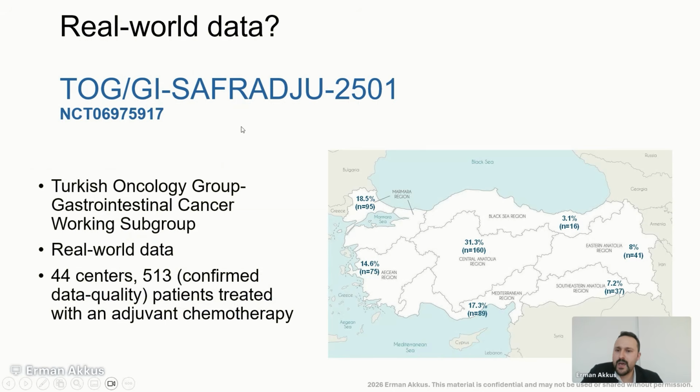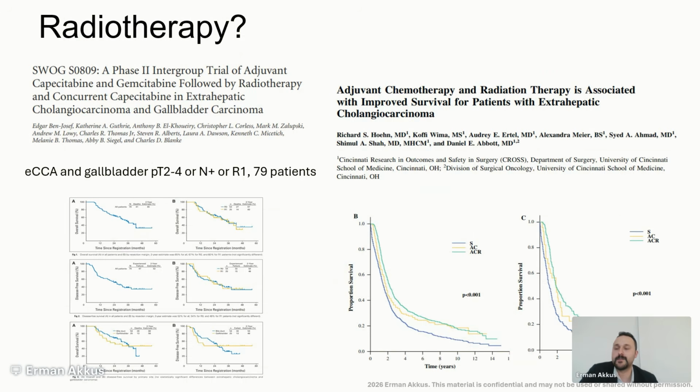So we designed a national real-world data study and included patients who had resection and underwent adjuvant chemotherapy. 44 centers and 513 patients were included and distributed across our country. So the results are under preparation and will be submitted for publication soon.